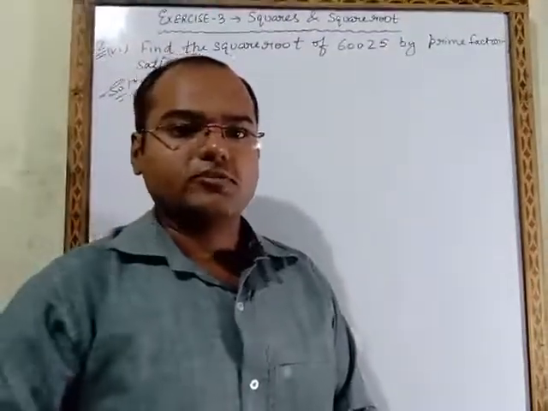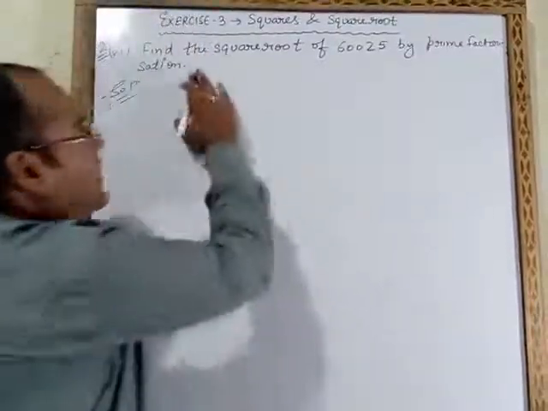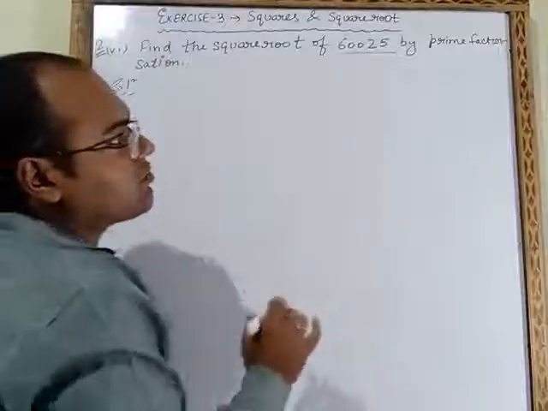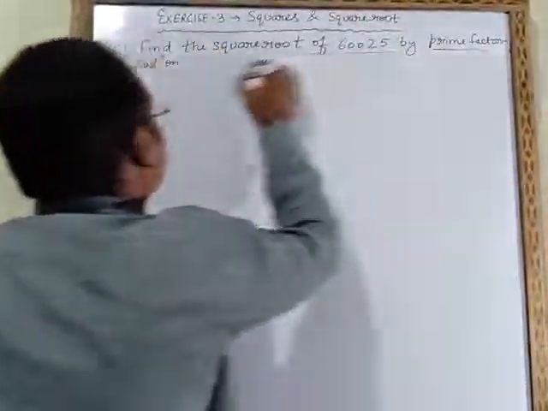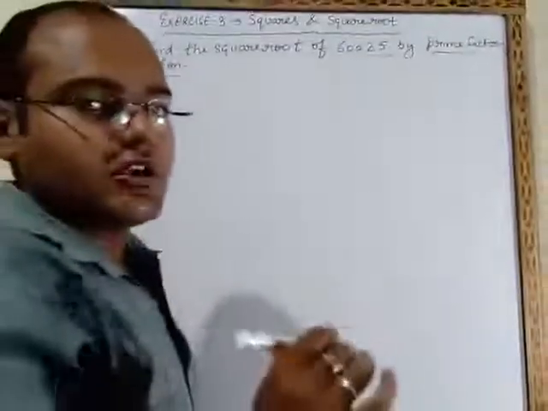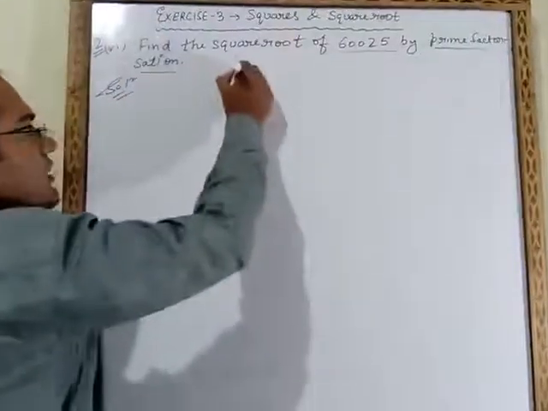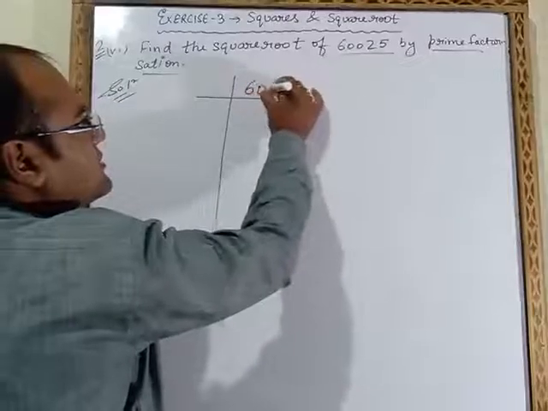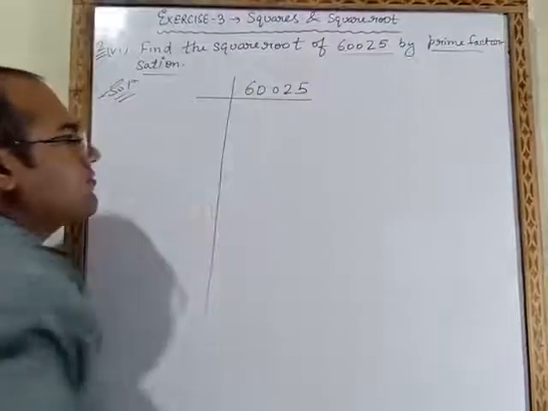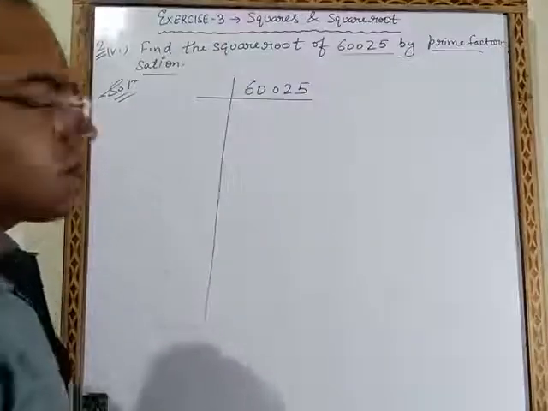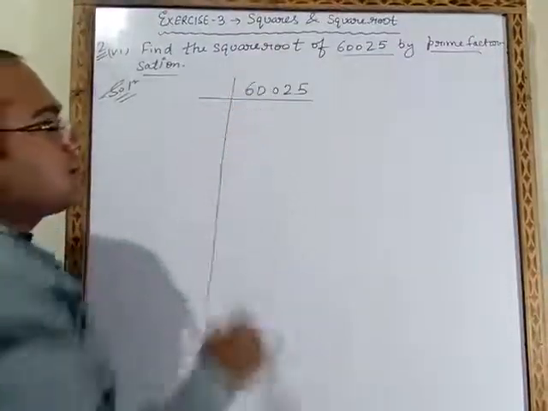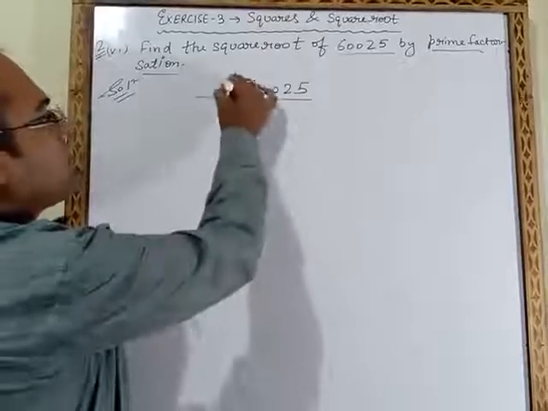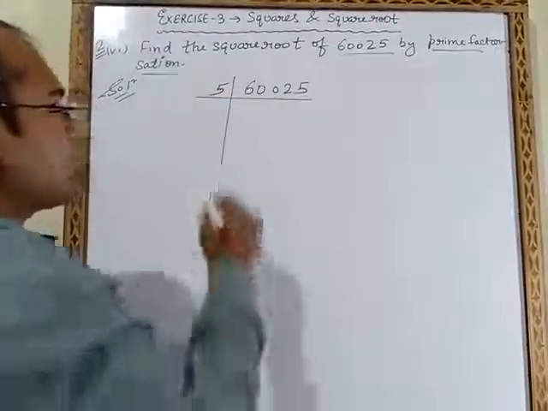Now see the next question, question number 2. Find the square root of 60,025 by the prime factorization method. We have to use the prime factorization method. So first of all what you have to do? First of all you will find the prime factors of 60,025. So we will take prime numbers here. This is not divisible by 2, so we will not take 2. Then it is divisible by 5. So first of all we will divide it by 5.